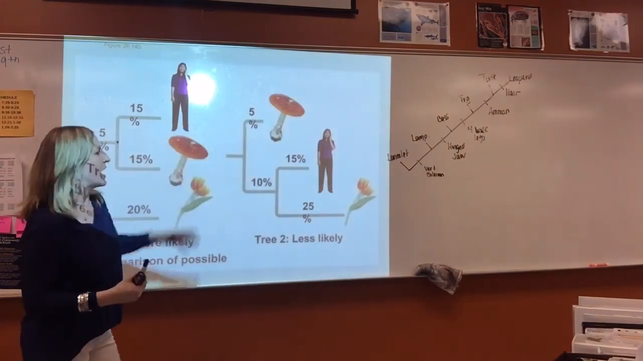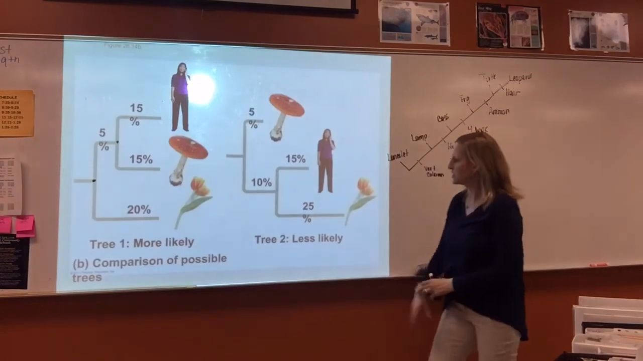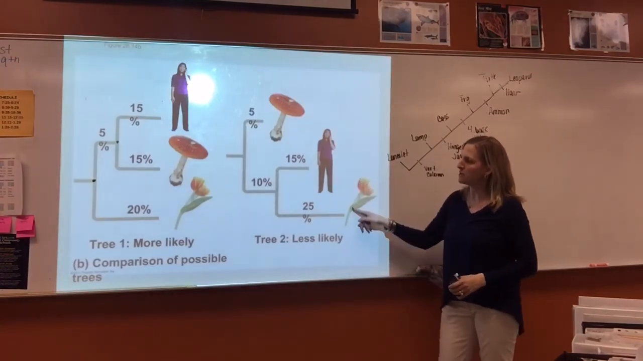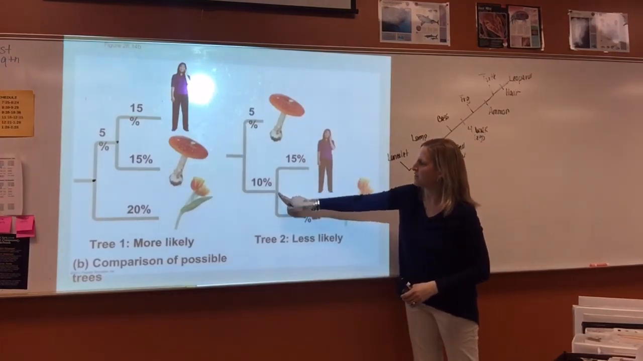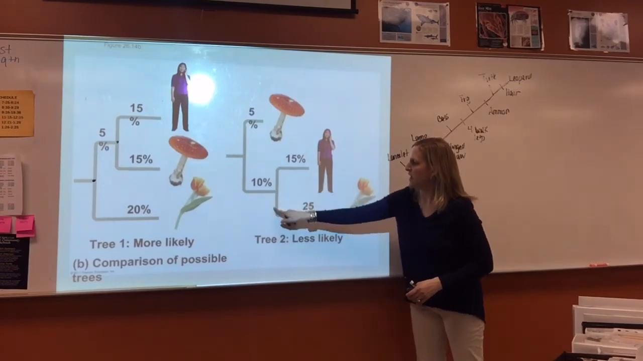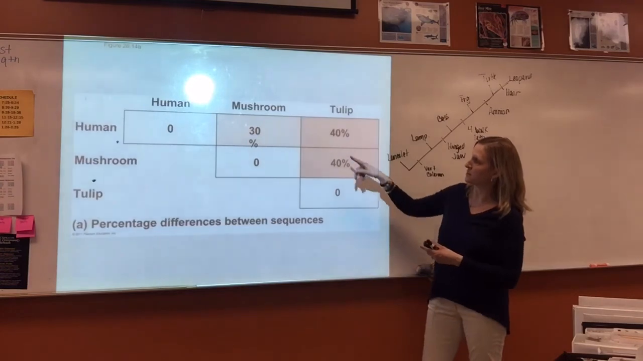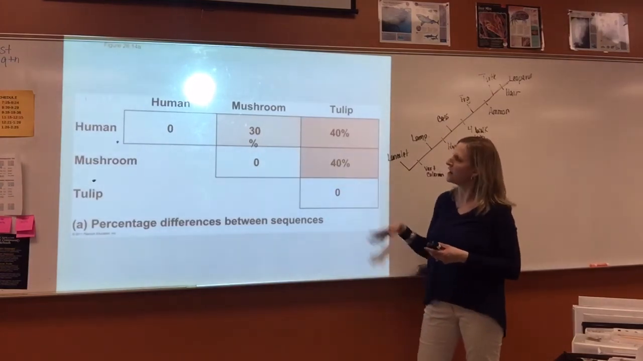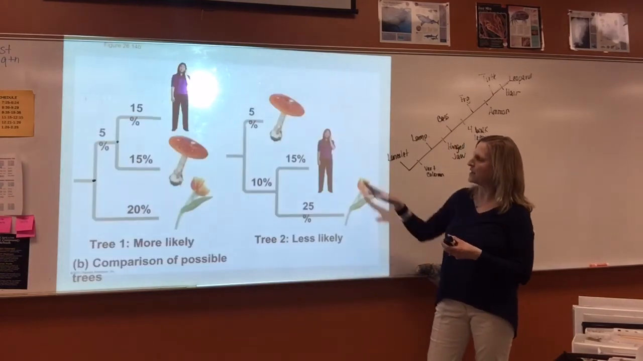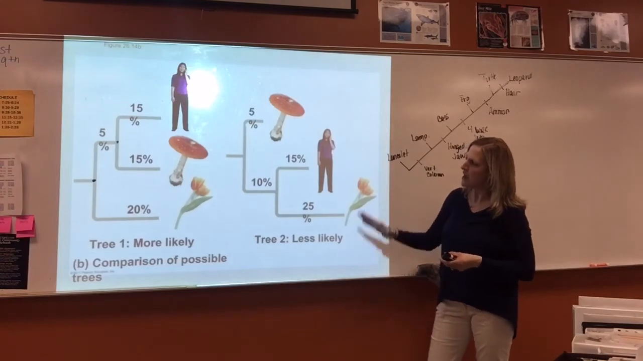But if we add them all up, the difference between a human and a tulip is still, here's the common ancestor, there's 15 and 25, so we add those together and you get 40, which is what it says: human and tulip is 40%. And it adds up correctly for all of the other ones.